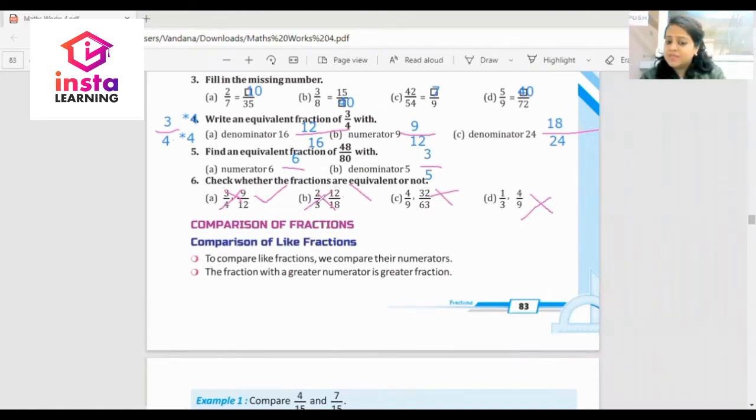Here is your number 3. So you will get 12 threes are 36, and 18 twos are 36. Okay, so just tick here. Like this, you have to tick.